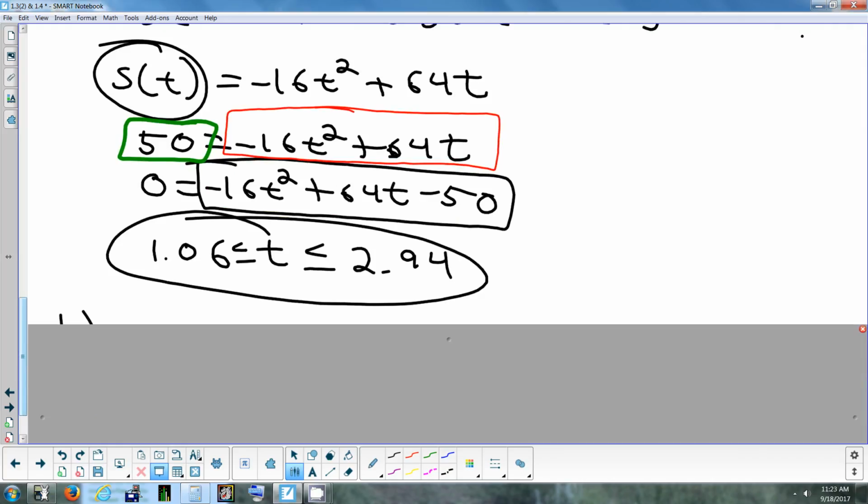Now, if it said, when will the rocket be exactly at 50 feet? How would you write that answer? Compared to this one. Because what we just wrote here is when the object is 50 feet or higher. Any time between those two times. Would it be t equals 2.94 and t equals 1.06? Right. If it said exactly 50 feet, you would just list the exact times it crosses 50 feet. Yeah, what Hannah just said.